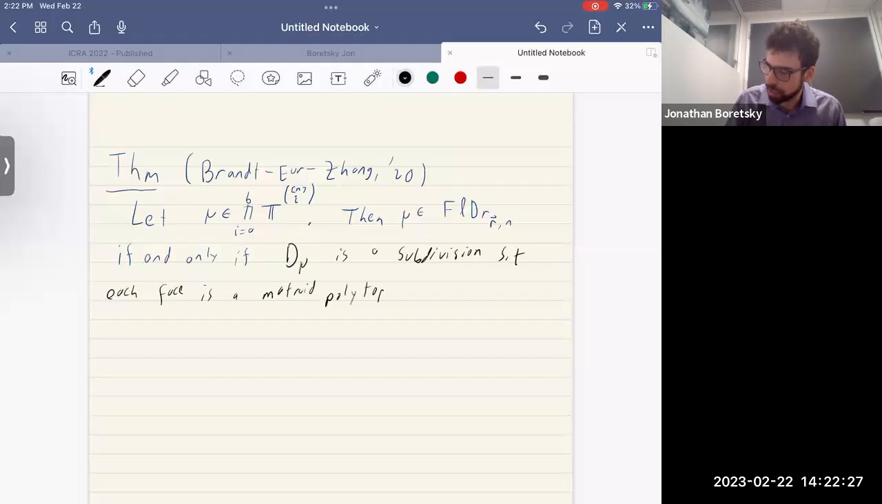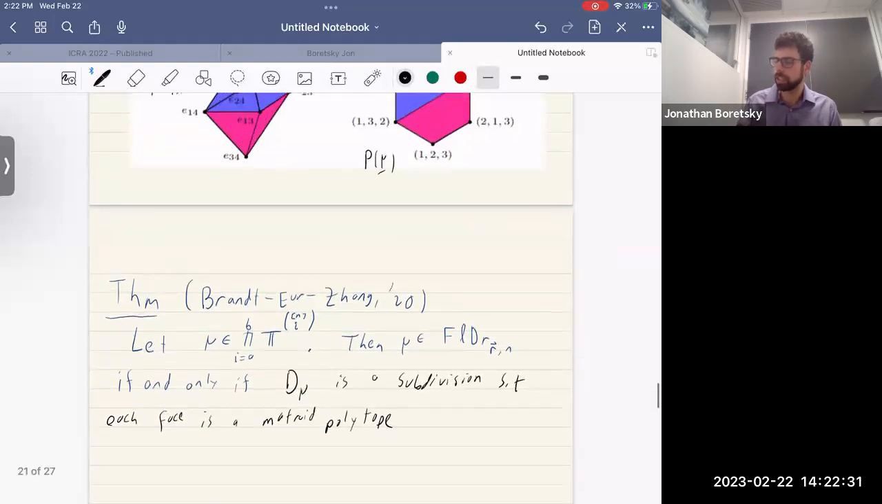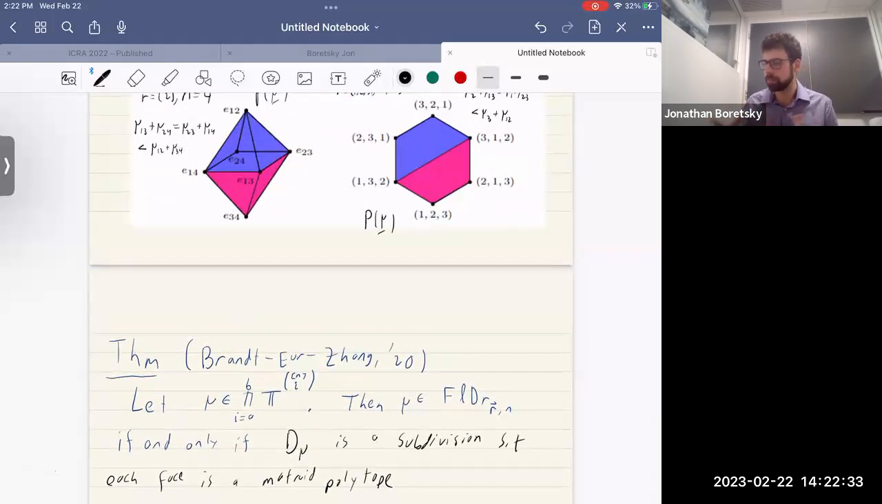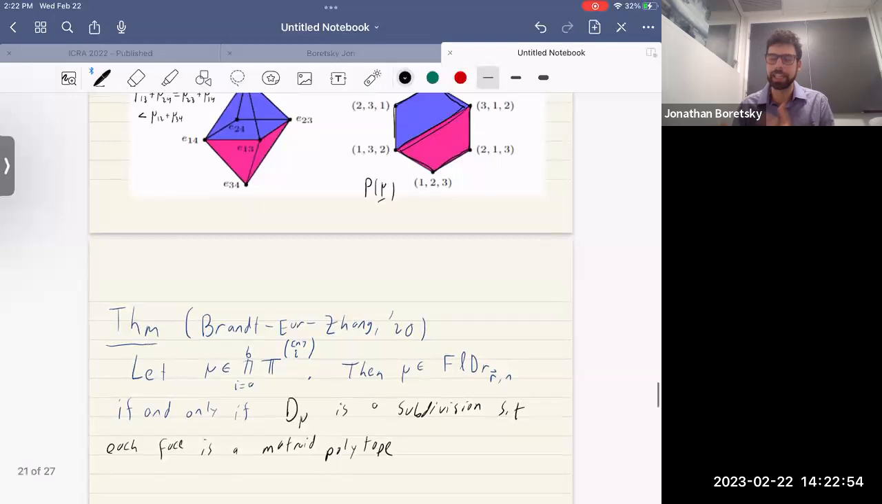Okay, so this was what we kind of knew going in and what we were trying to generalize. So somehow you can actually track information about your subdivision by knowing that something is a matroid polytope. So for example, in this case, this hexagon is a matroid polytope, as is this hexagon, and all the edges are matroid polytopes. So you'd be guaranteed that mu does in fact live in the flag Dressian. Not that any of that was obvious, but just an example of how this theorem works.